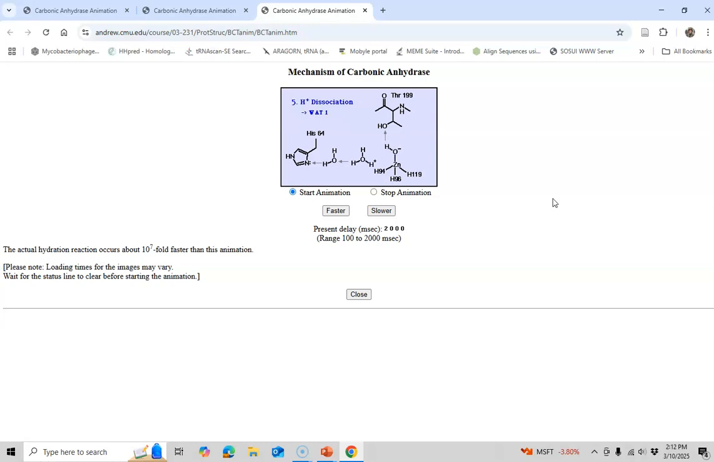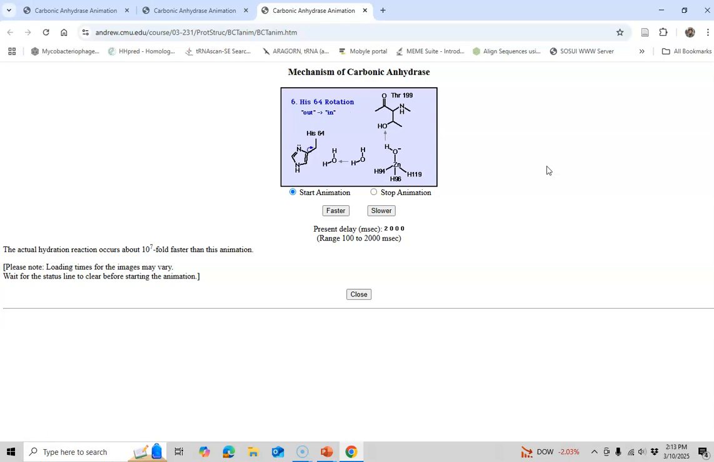So 4, 5, and 6. It'll start back. Okay, step 1 is return to start. So step 1 is, we have the water, the proton relay that produces the hydroxide. Here comes the CO2, nucleophilically attacked by the hydroxide. We produce the bicarbonate, and then the bicarbonate dissociates, and then we have that proton relay again, and that regenerates the enzyme, and then that histidine actually rotates out. So that's sort of the end of the mechanism.